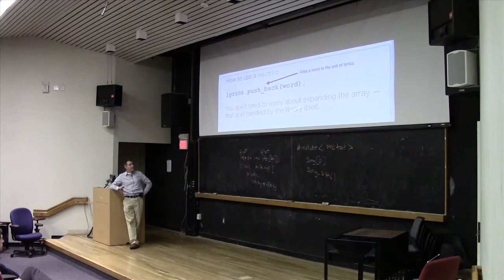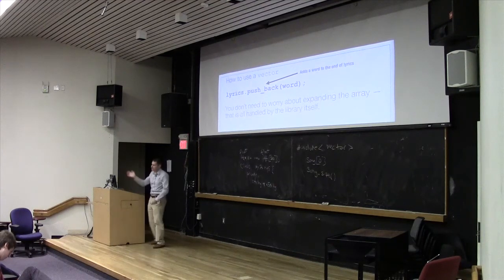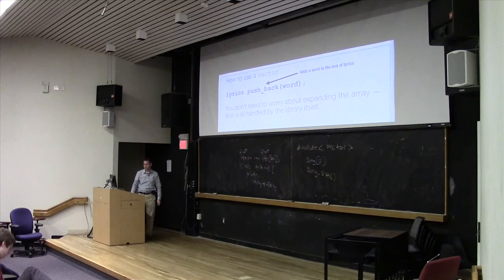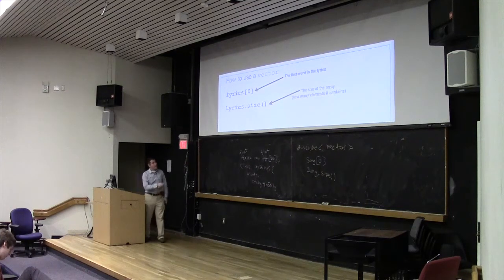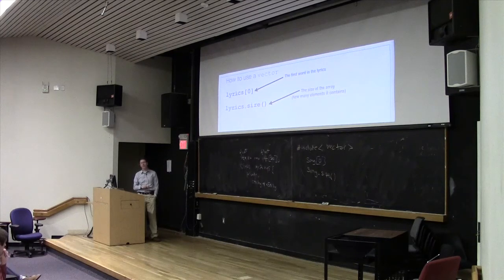Don't need to worry about expanding. Don't need to worry about the capacity. Don't need to worry about a lot of nice things that you would otherwise have to worry about, because we've already made you build all those. I'm not going to make you rebuild them all. How do you use it? Well, like I said, lyrics[0] is the first word in the lyrics. There are other ways to get that first one as well. In fact, a function called begin will give you an iterator to the first one, which we'll get to in a minute. You can do size as well. This will give you how many elements it contains. We've talked about that.